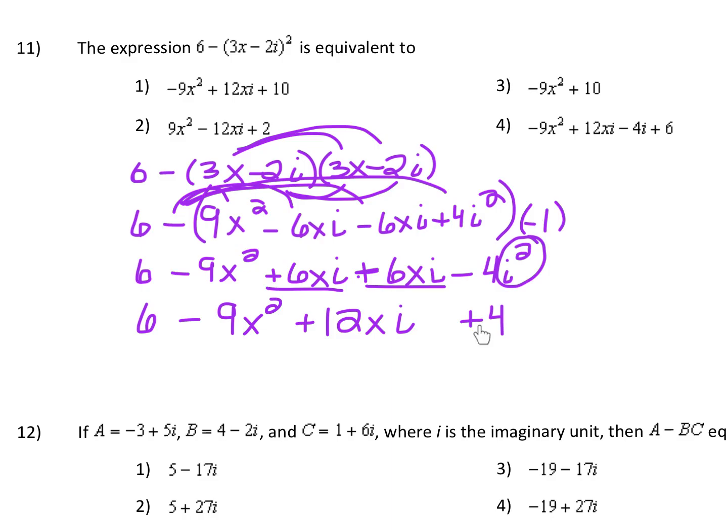And then it looks like from here we could still combine like terms. Look, we have a 6 and we have a 4. So we can combine those to make a 10. I'm going to put that at the end because it's just a number all by itself. So I'm going to have a negative 9x squared plus 12xi. And then when I combine my 6 plus 4, that's going to give me positive 10. Okay, so that matches up with choice 1.